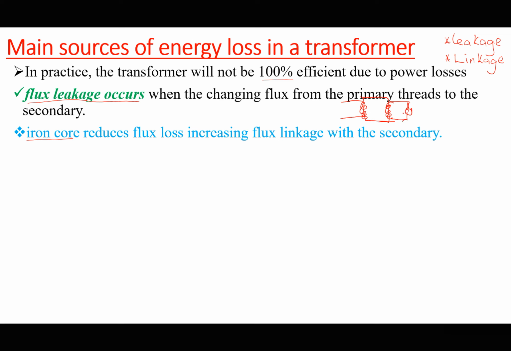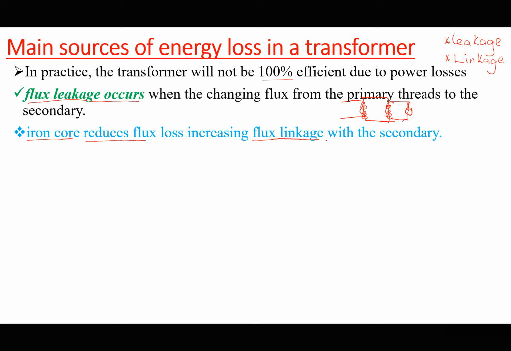But why do we have an iron core there? The role of the iron core is to reduce flux loss, increasing flux linkage. Like I said, I will be using the two terms almost in the same concepts. There's flux leakage and there's flux linkage. So the iron core increases flux linkage, it reduces flux leakage, as it increases flux linkage with the secondary.